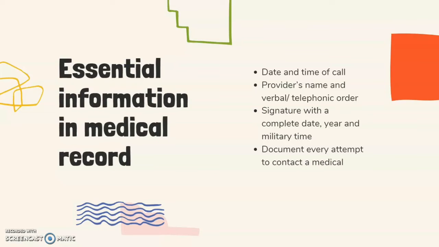There is some essential information in a medical record. The first is date and time of call. The second is provider's name and verbal telephonic order. The third is signature with the complete date, year, and military time. And the last is to document every attempt to contact medical.